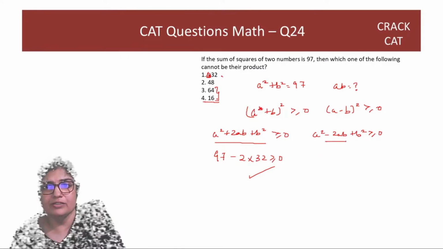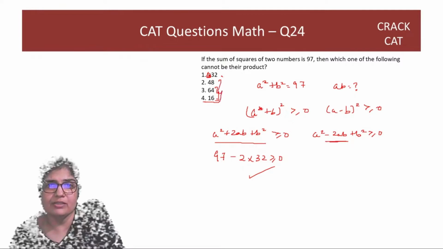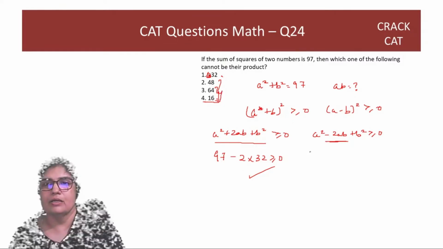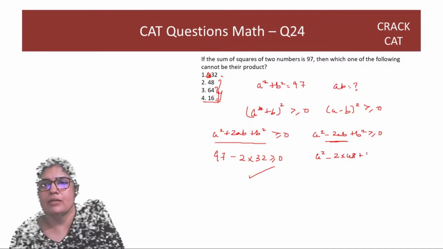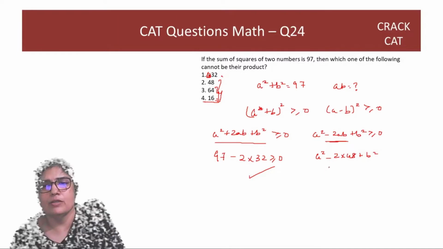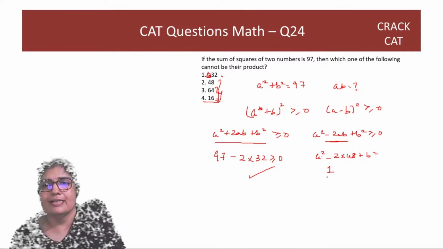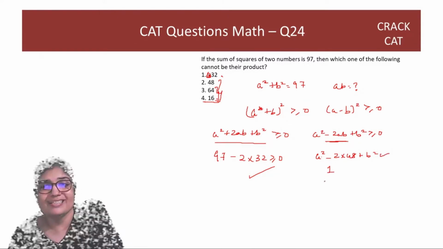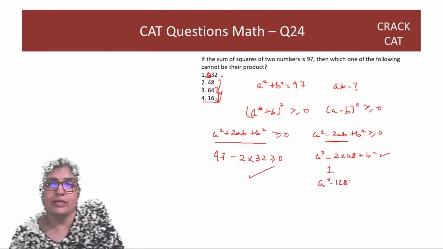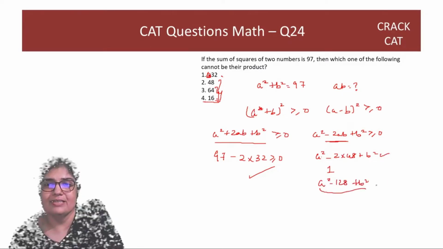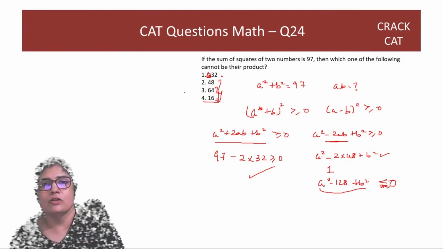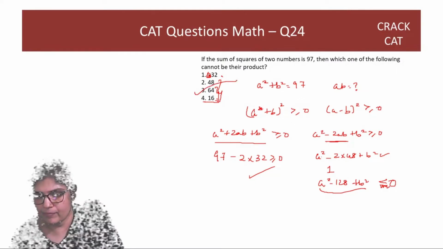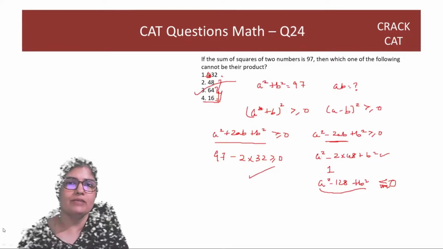But coming here now, for this to remain positive, I will now check for the positive numbers. So I'll get a square minus 2 into 48 plus b square. So this is also positive, you get 97 minus 96, 1. With 16 also this is positive, but if you put 64, then a square minus 128 plus b square, where this is 97, turns out to be negative. And hence that is not possible. Answer is option 3. 25th.